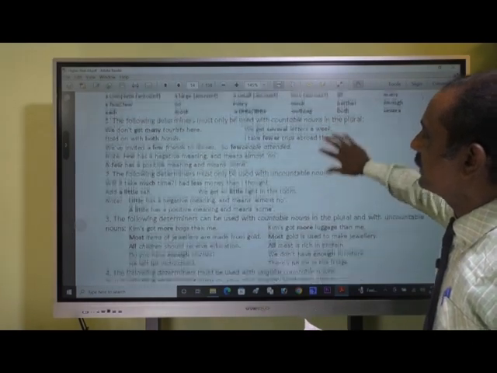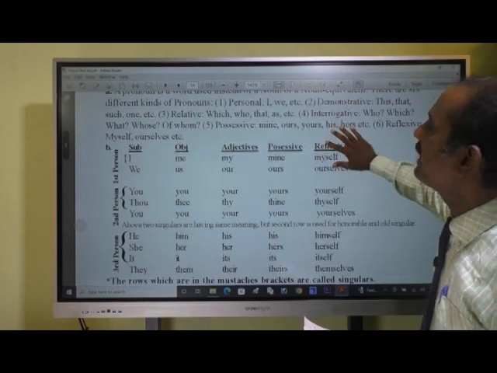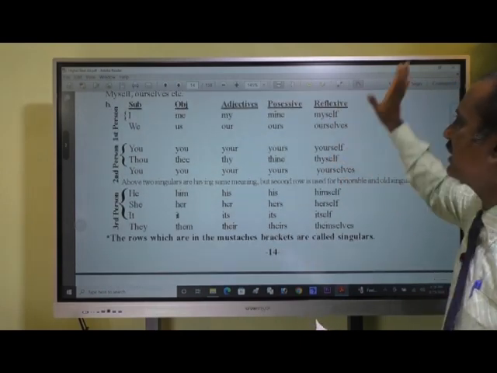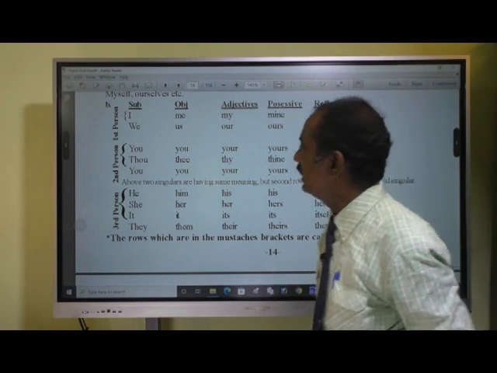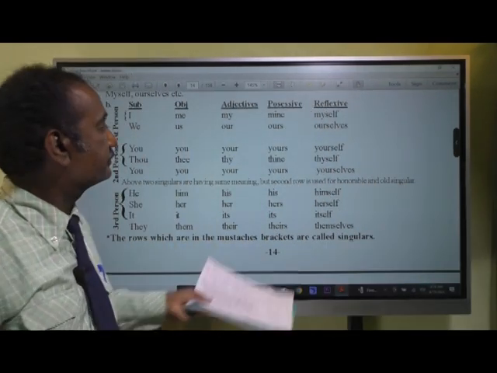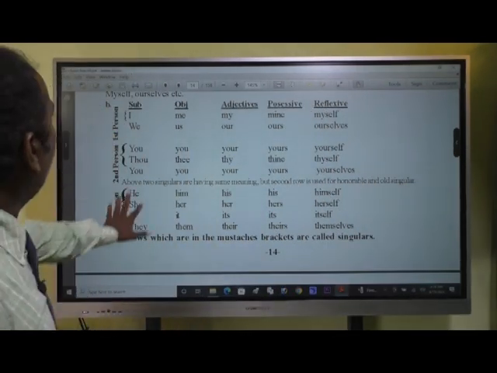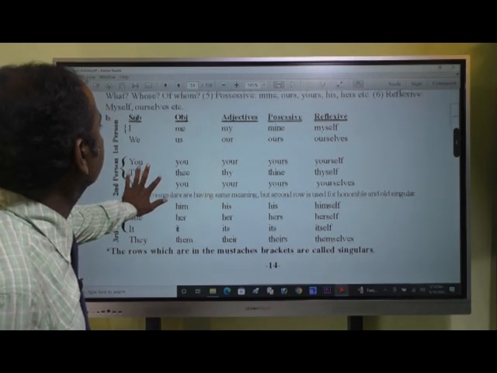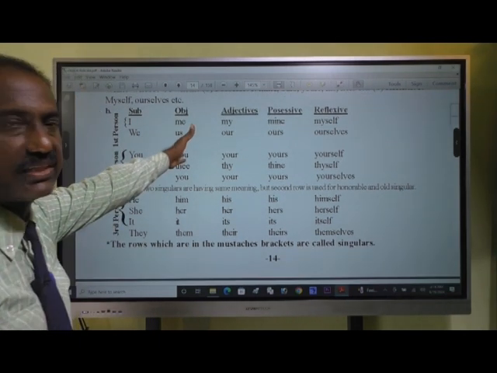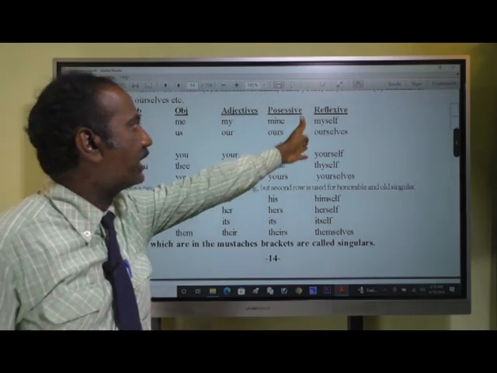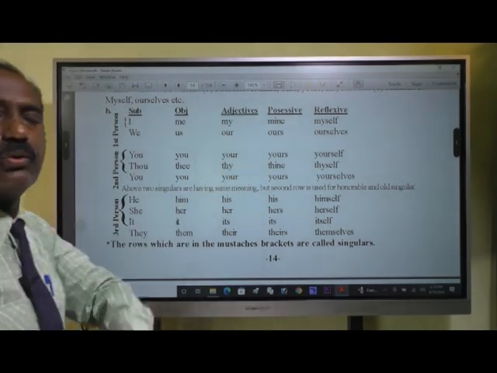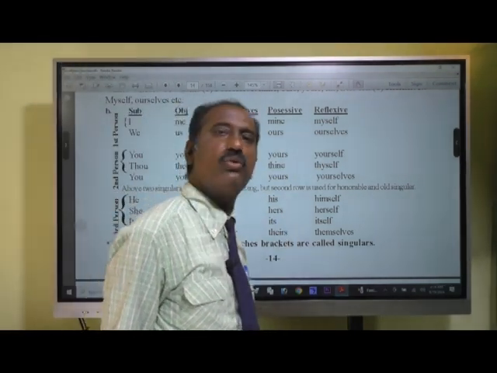If you go through, yes, it is very much important. What are the personal pronouns? Subjective case, objective case, adjective, possessive and reflexive. You may think that they are very easy, I know all of them.